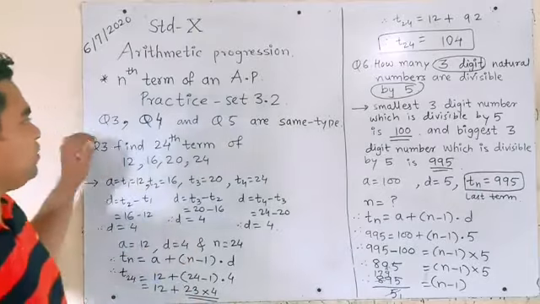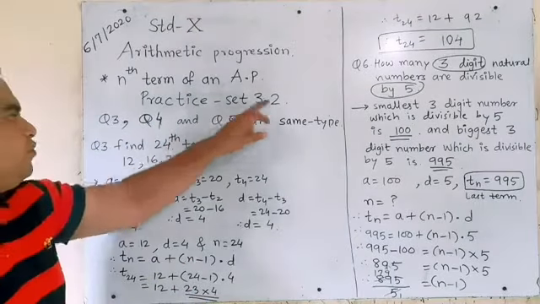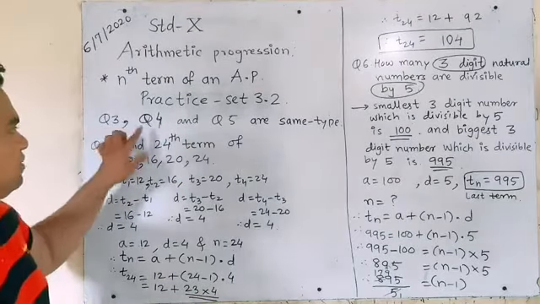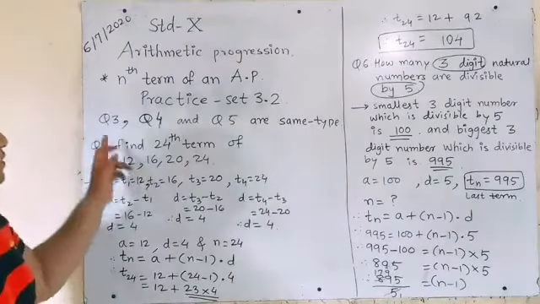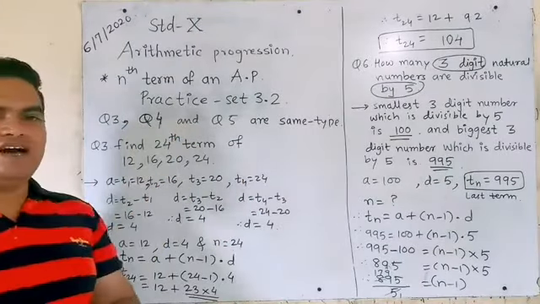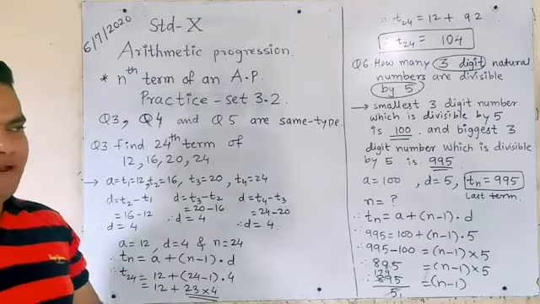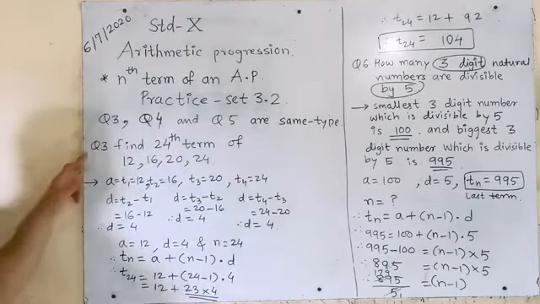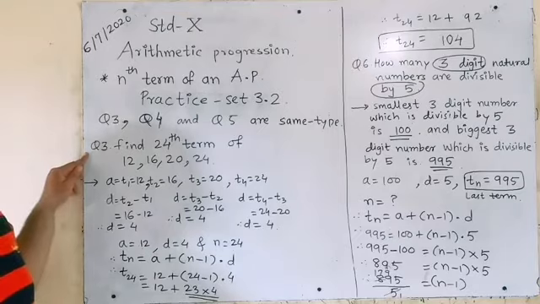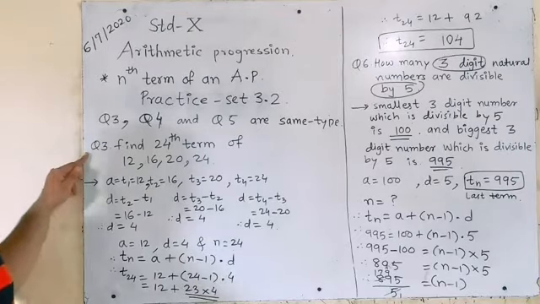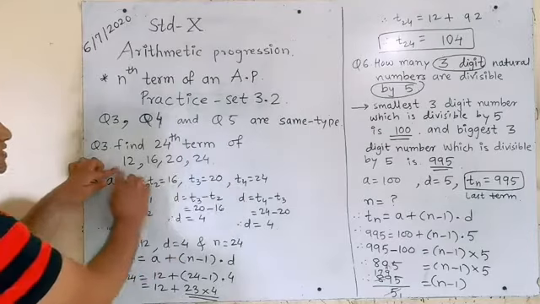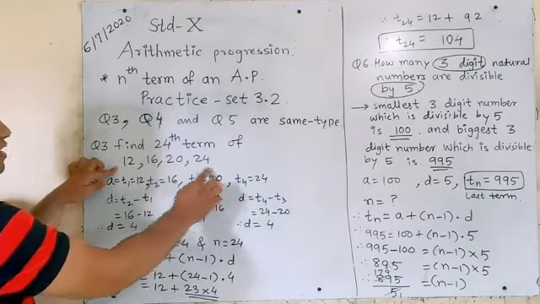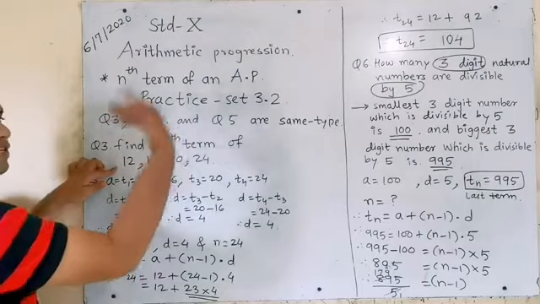So students, please look at the board. Practice set 3.2, question number 3, question number 4, question number 5 are of the same type. It means all of these three questions we have to solve with the same pattern. So now I will solve question number 3 for your easy understanding. Please look at the board. Find the 24th term of this given sequence. This is the sequence given in the question. We have to find the 24th term.